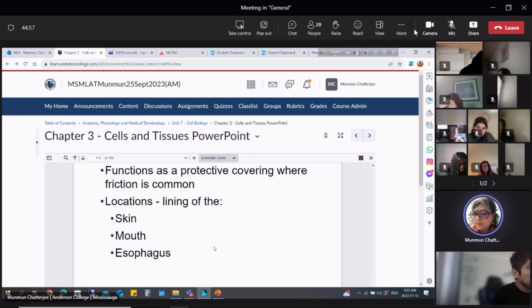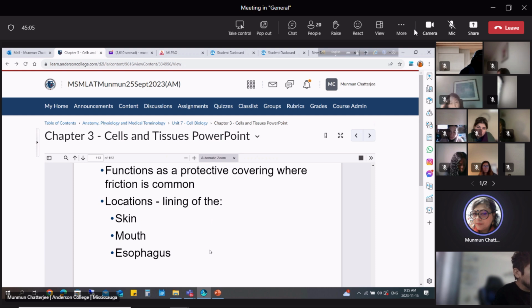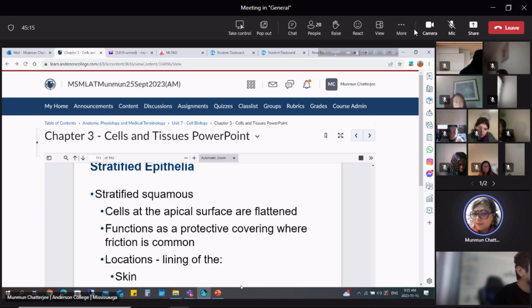Skin, every time there is a friction. Mouth, you are eating something, it's a friction. And esophagus, the food is going to the esophagus, there is a friction. So mainly where there is a major function of friction, there you can see the stratified squamous epithelia.